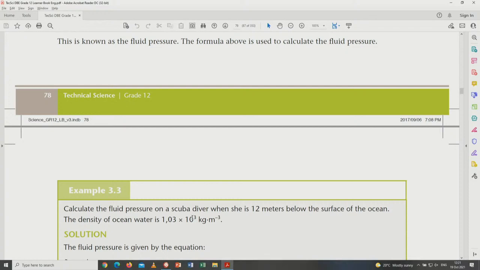This one says calculate the fluid pressure on a scuba diver when he or she is 12 meters below the surface of the ocean. The density of the ocean water is given. So here you are given, allow me to use the same approach as I used before. You are asked to calculate the liquid pressure or the fluid pressure.